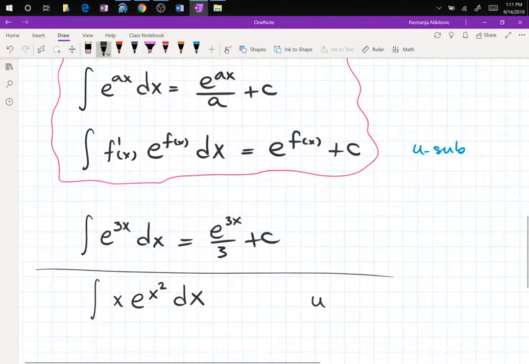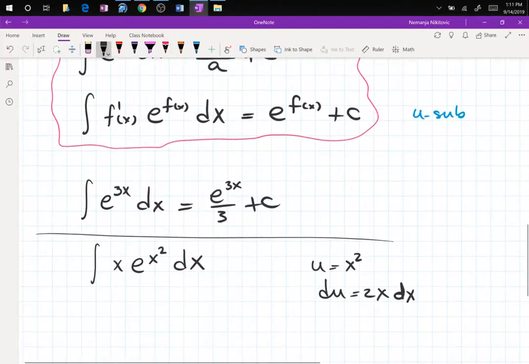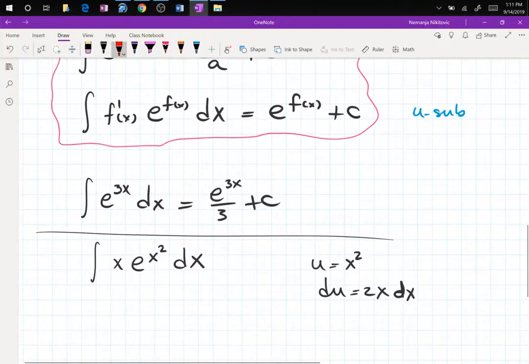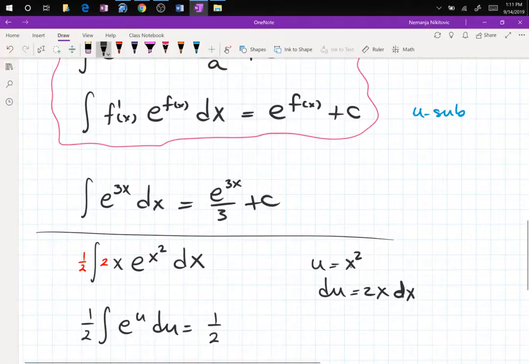You would say u equals x squared, du equals 2x dx. Now you see you need a 2, so you can fix that by placing 1/2 and a 2. And you have 1/2 integral of e to the u du, which is 1/2 e to the u plus C, which is 1/2 e to the x squared plus C.